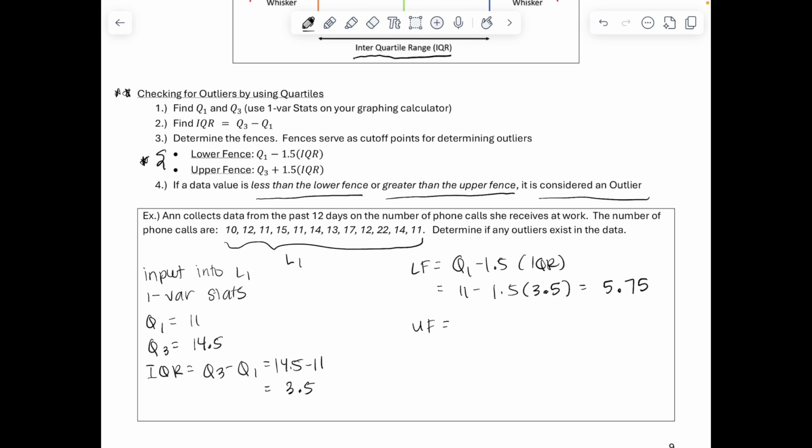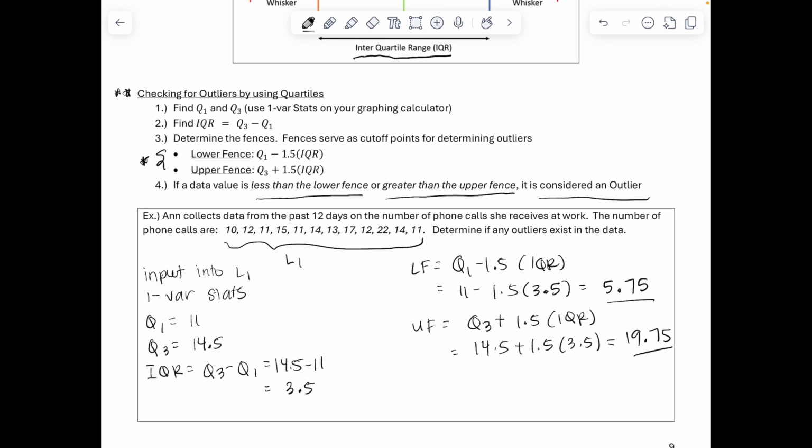Next, we have our upper fence, which is going to be Q3 plus 1.5 times our IQR. Q3 we found was 14.5 plus 1.5 times 3.5, our IQR. Working this out, we get 19.75. So these values are our fences.